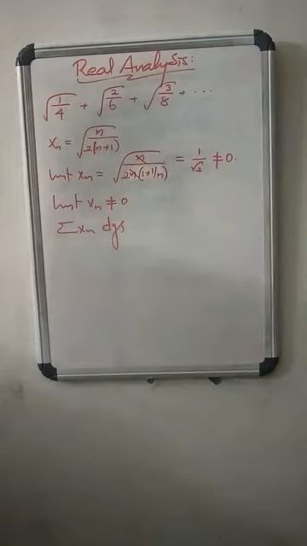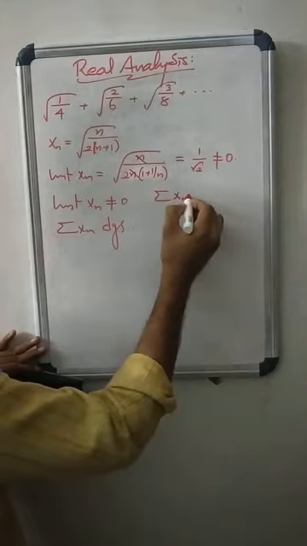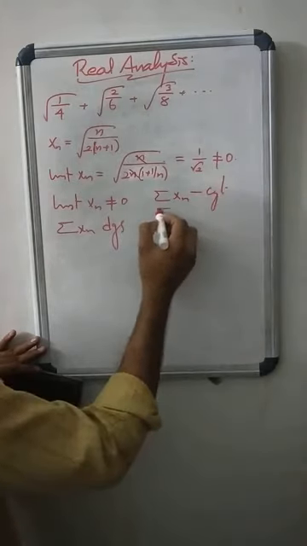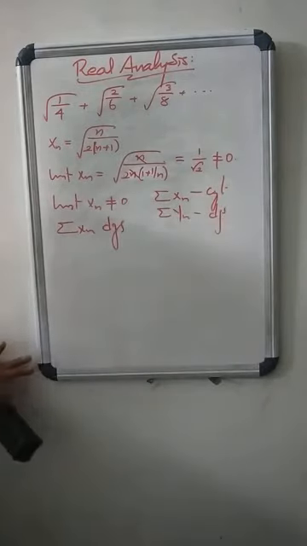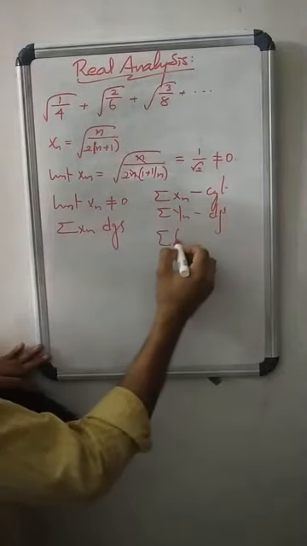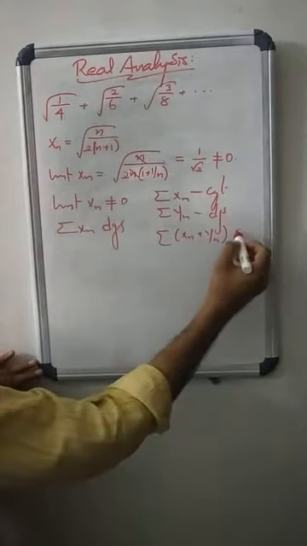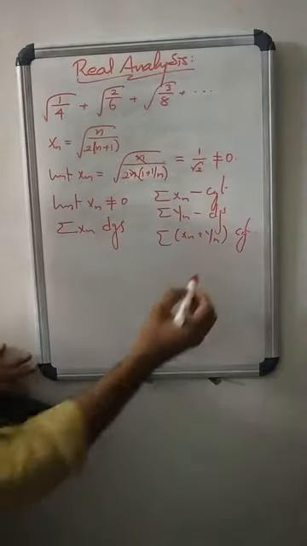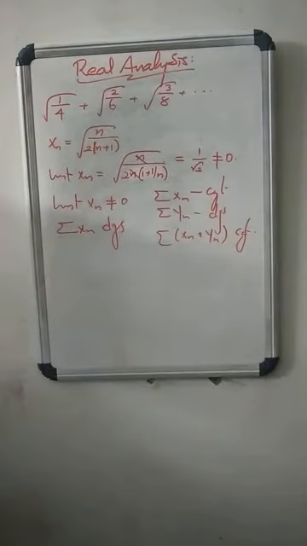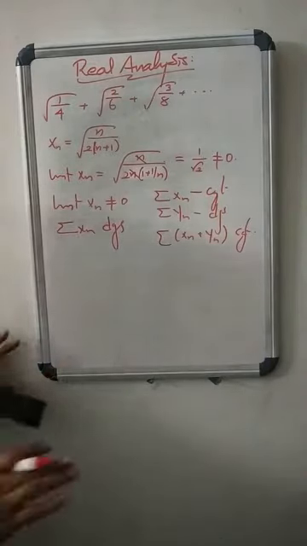So, can you give an example of a convergent series sigma xn and a divergent series sigma yn such that sigma xn plus yn converges? Sigma xn convergent, sigma yn diverges, and such that sigma xn plus yn convergent. Can you give any such series, or does one exist? Actually, you cannot find such a series.